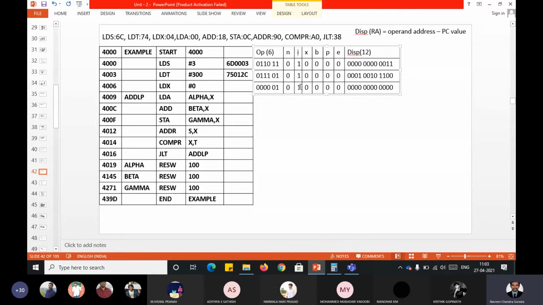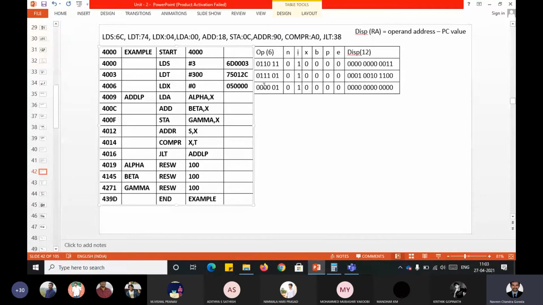Now let us generate the object code. First 4 bits as 0, so you got 0. Next 4 bits was what? 0101. It is 5. Next it is 0, 0, 0, 0. Right? That's the object code for you. It is 0540 is the object code for the LDX #0.